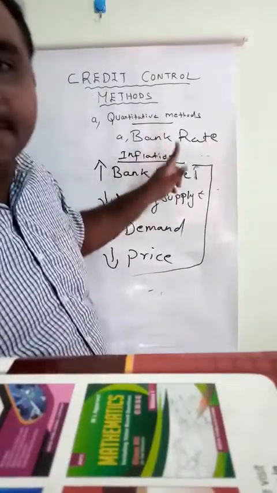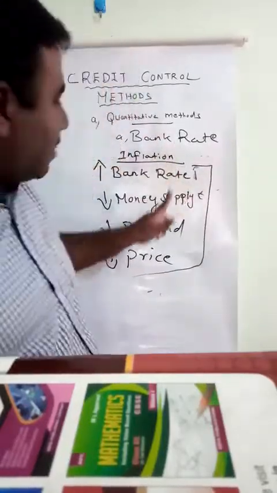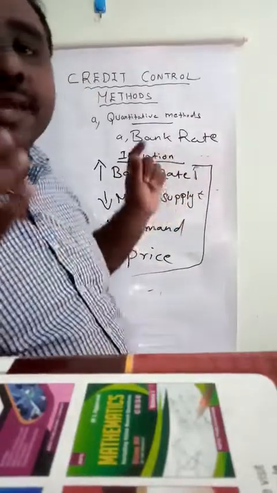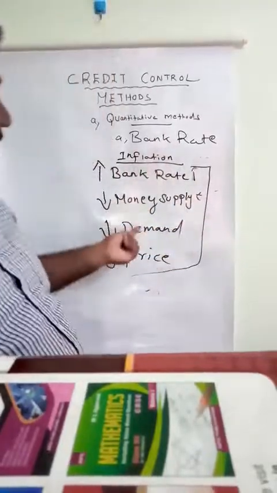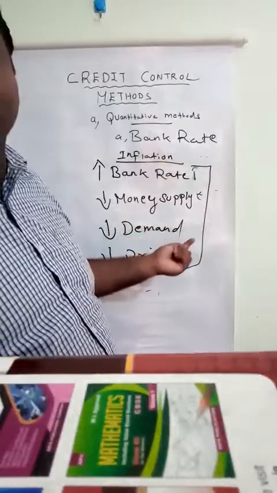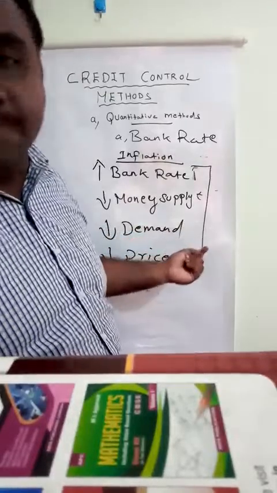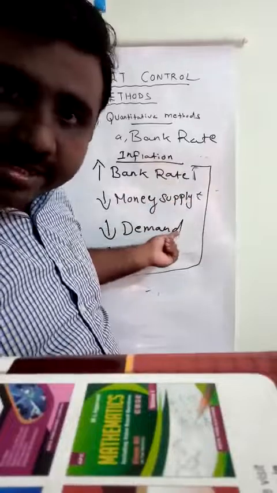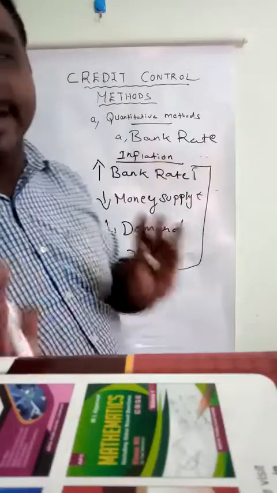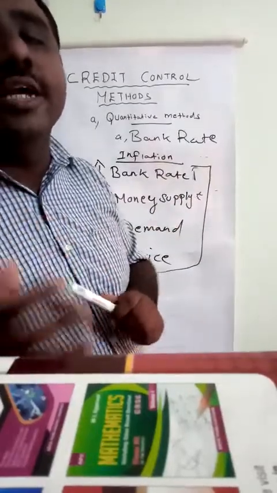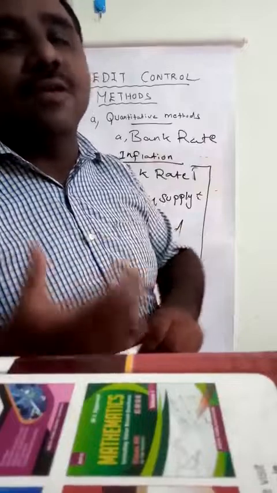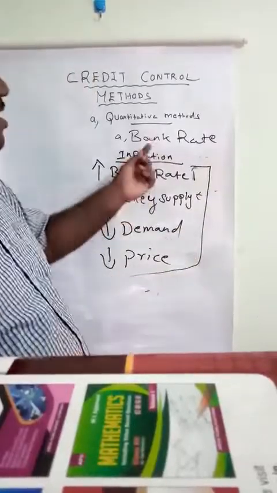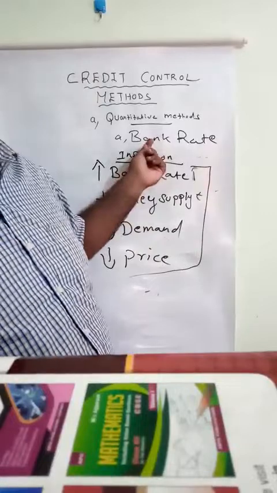When the central bank increases the bank rate, the money supply in the economy will decrease. When there is no money with the people, there will be no demand. The demand in the economy will decrease. When the demand decreases, the price will decrease. So the economy will come out of inflation. The inflation will go.